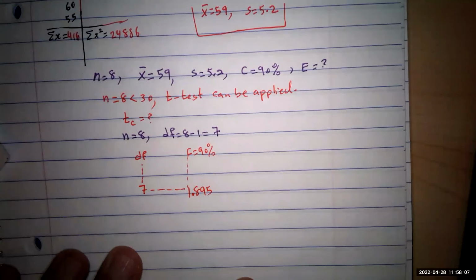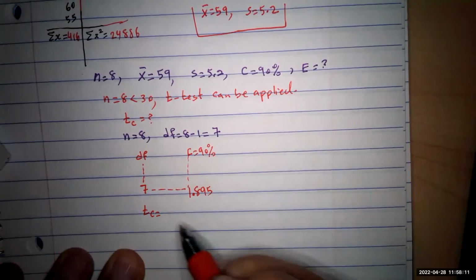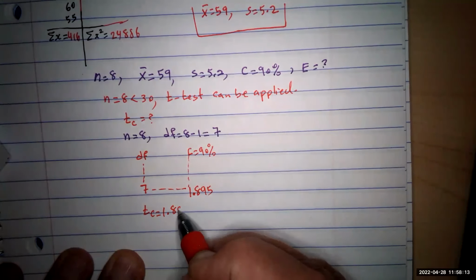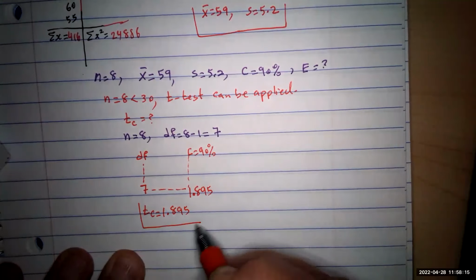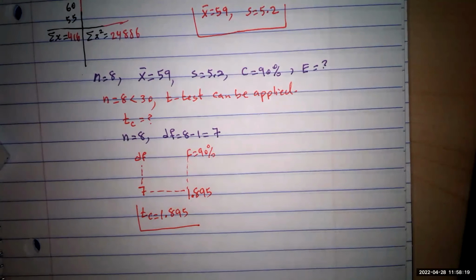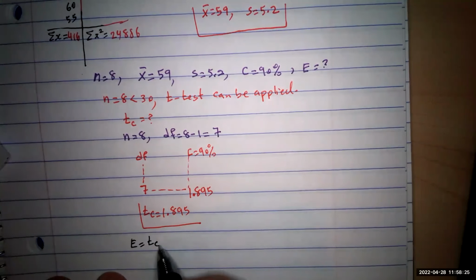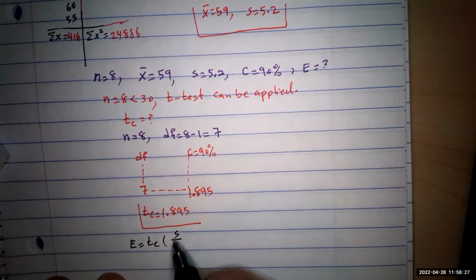1.895. So that would be the TC. So the TC is 1.895. Any question? So this is the case. Now we are ready, because the E is going to be equal to the TC times S over radical N.